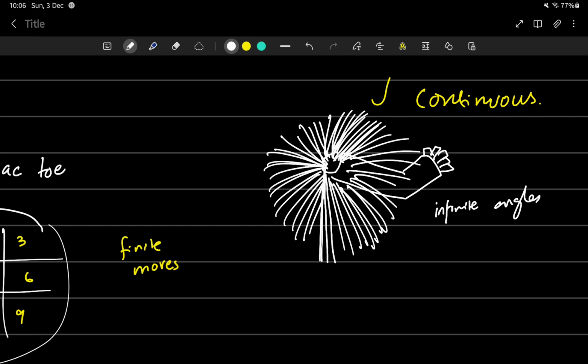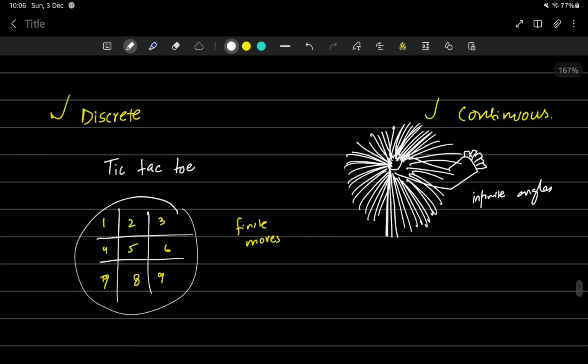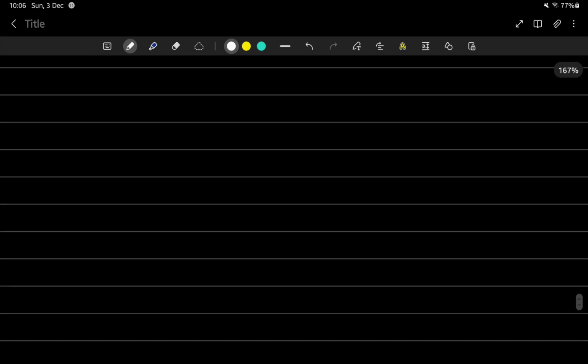So now let's talk about the last one, which is single agent and multi-agent.